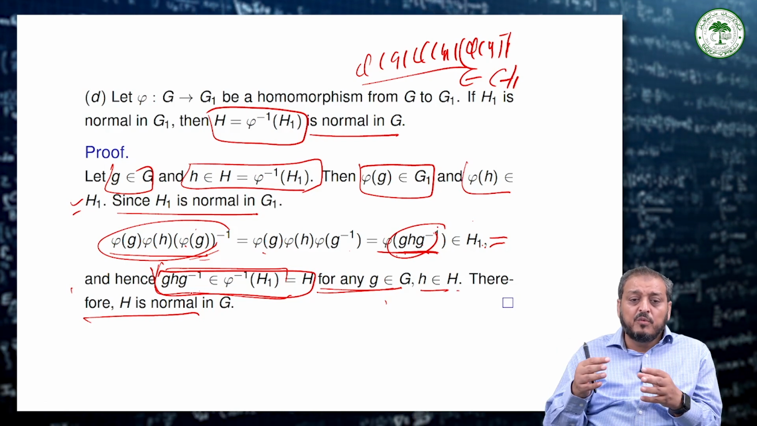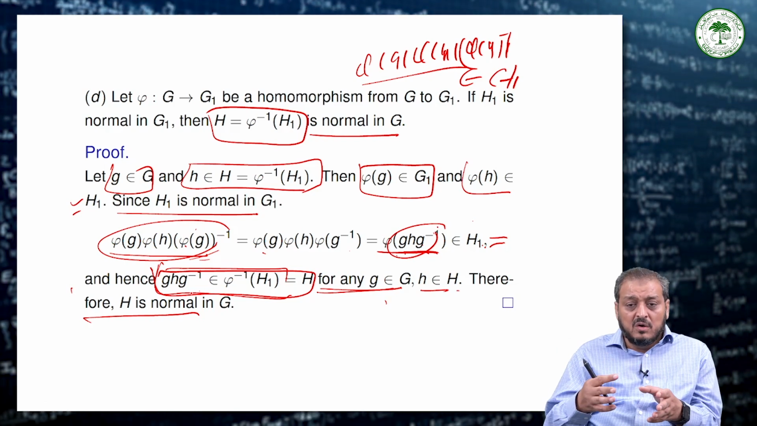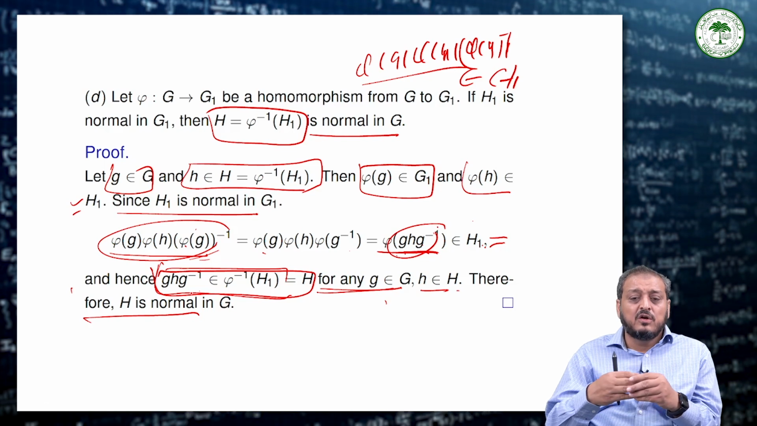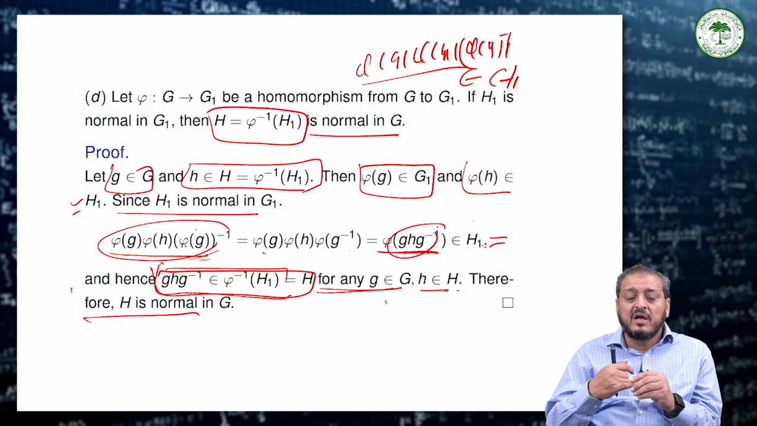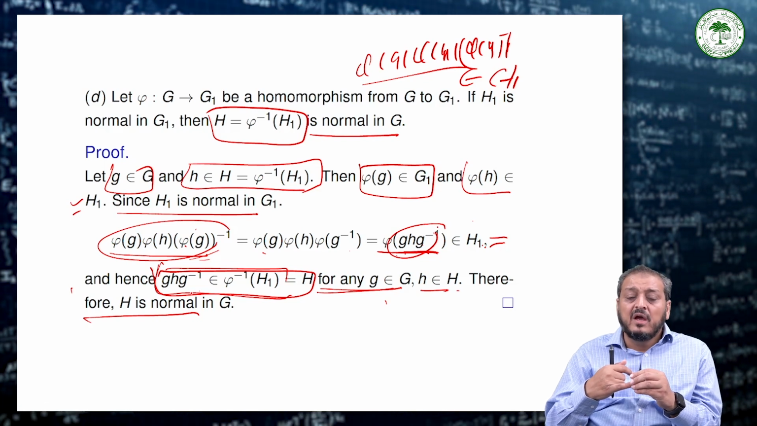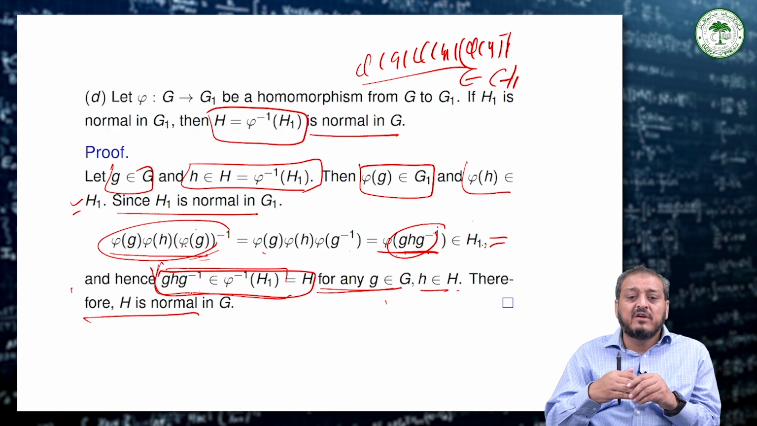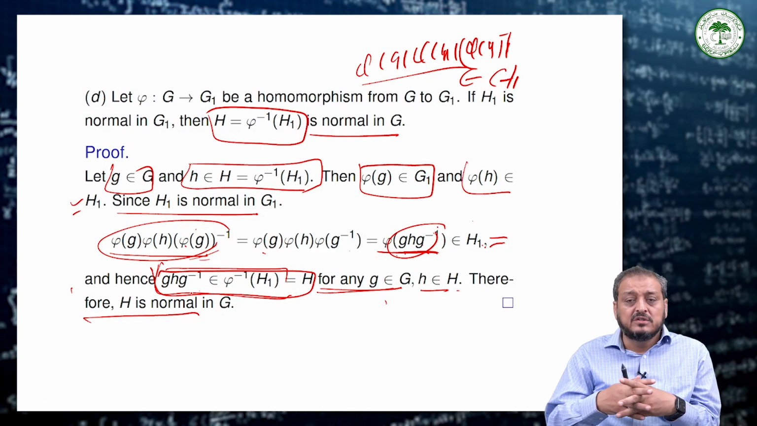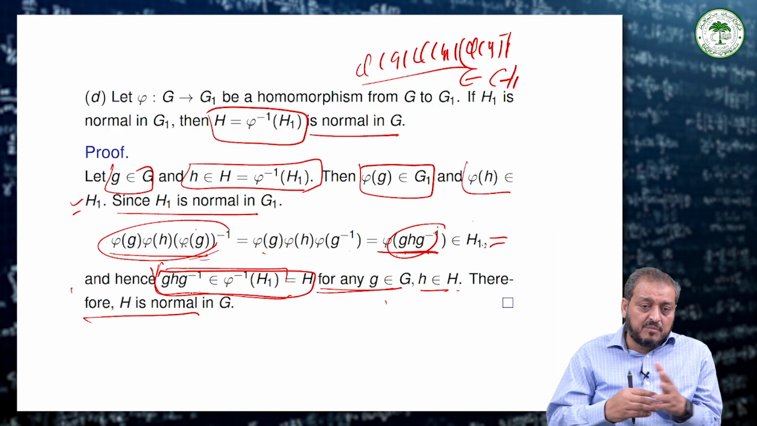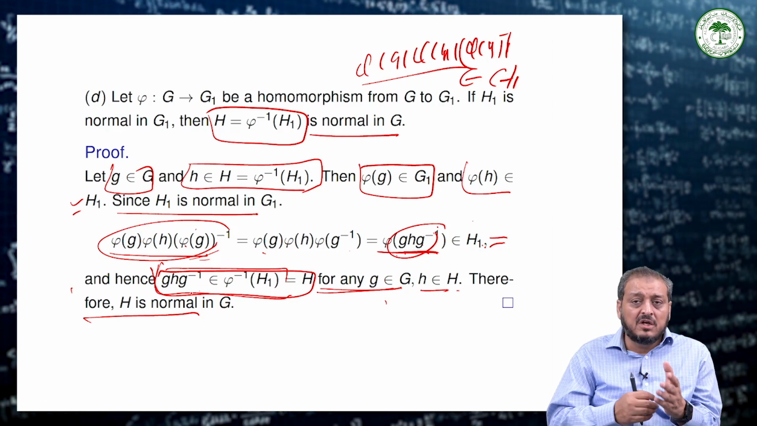is a subgroup in G1, then H = φ⁻¹(H1) is a subgroup, and then we have to show that it is also normal in G. So, this completes the proof of this result we have.